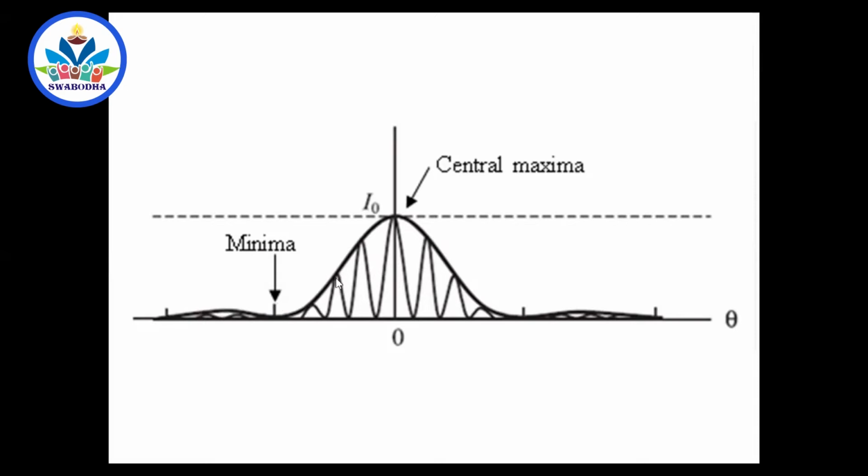This is called minima, this is called central maxima, this is the highest bright position. So that diffraction is because of the interference of the secondary waves starting from the different points of the obstacle. That's why we have shown here different waves from the secondary waves.